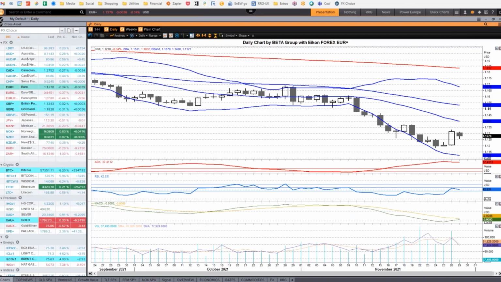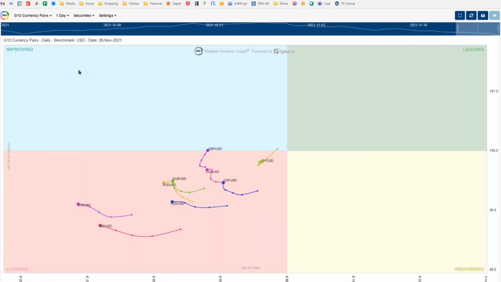Before we go into the currencies, let's start with the RRG chart, the relative rotation graph chart here, and we see all the currencies. The G10 currencies are left of the vertical line here, which means that the dollar is outperforming them. Some of them are heading westerly, strongly westerly. That means they're weakening, so they're weak compared to the dollar, and the momentum is on the downside.